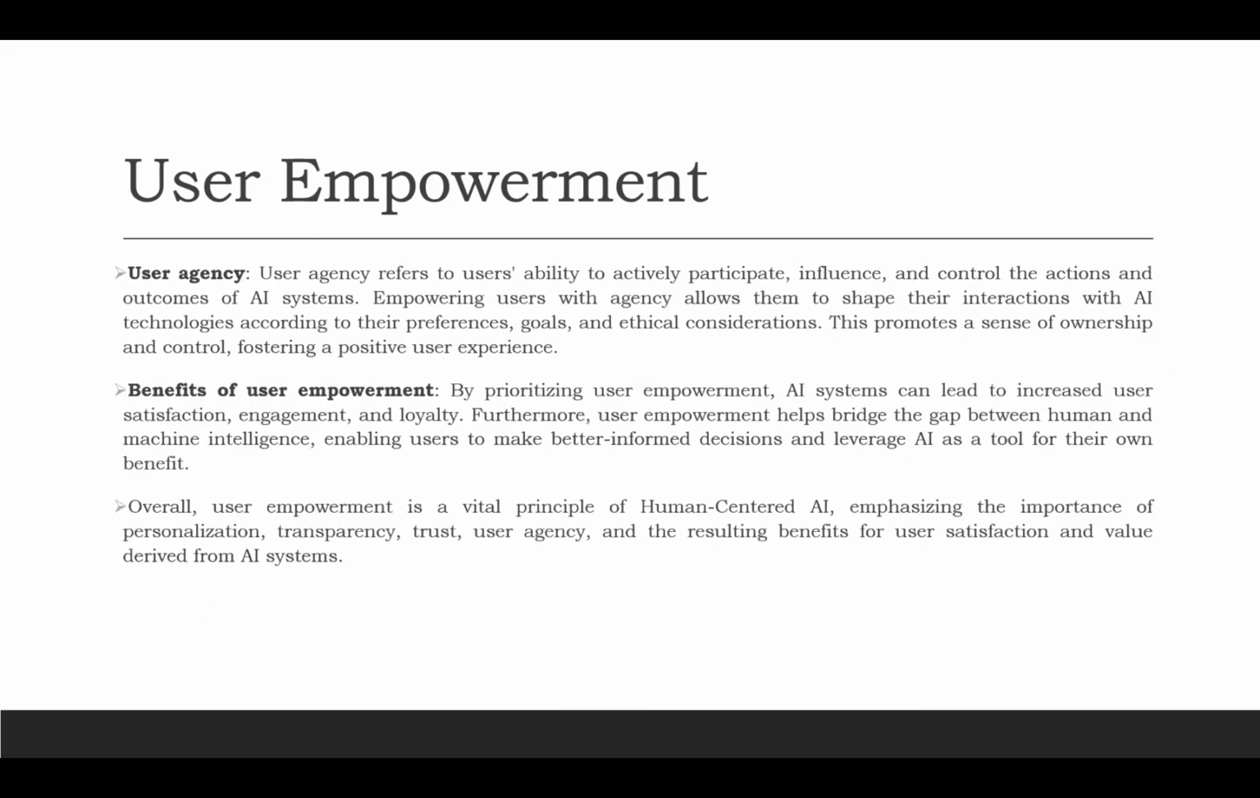In terms of user agency, it refers to the user's ability to actively participate, influence, and control the actions and outcomes of AI systems. The benefits of user empowerment are that AI systems can lead to increased user satisfaction, engagement, and loyalty. With this benefit, user empowerment can help bridge the gap between human and machine intelligence, so it can make people more confident about using any AI technology.